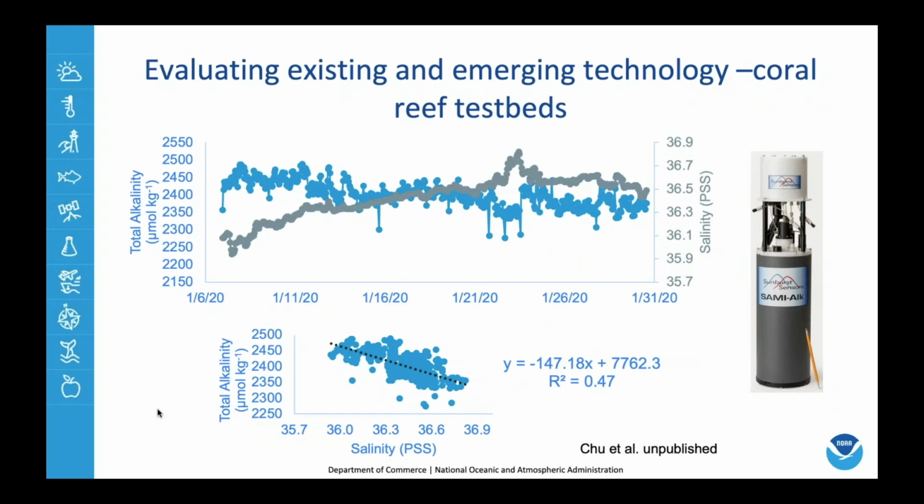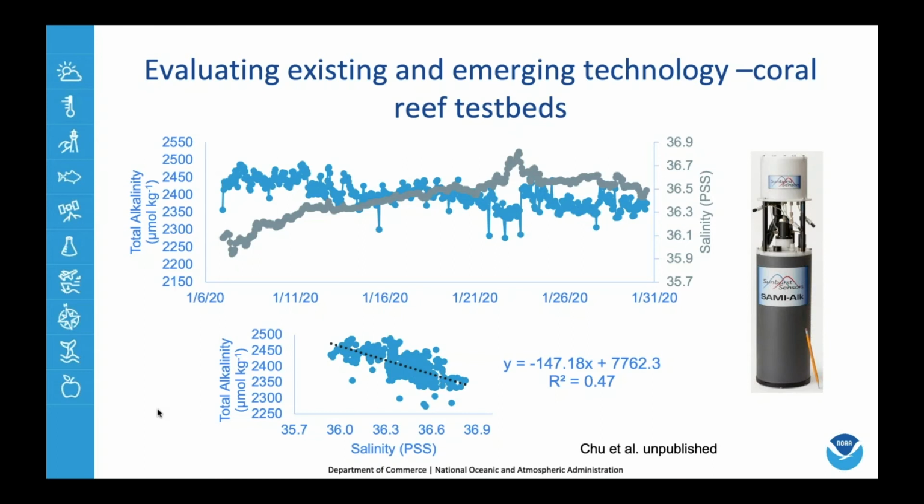At our other coral sensor testbed, we deployed a prototype alkalinity sensor by Sunburst Sensors called SAMI-Alk. Preliminary results show some interesting dynamics, and we intend to continue these deployments at both coral testbeds to determine the sensor accuracy and whether we'll be able to integrate TA sensors into our network.